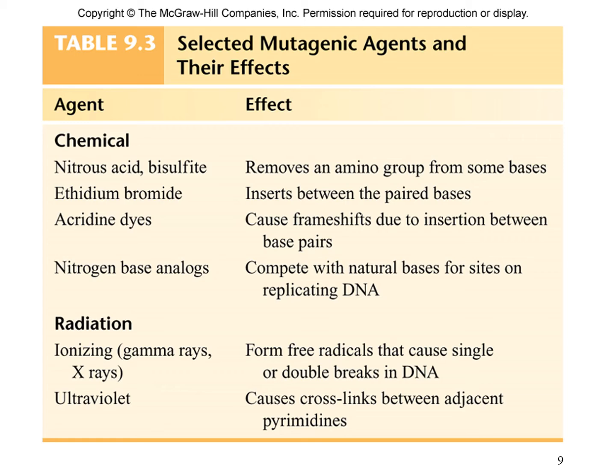We have ionizing radiation such as gamma rays or X-rays. These will form free radicals that cause single or double breaks in the DNA. UV light will also cause mutation. It causes cross-links between adjacent pyrimidines.